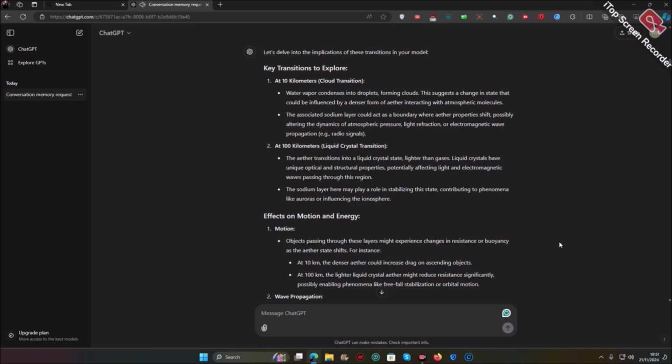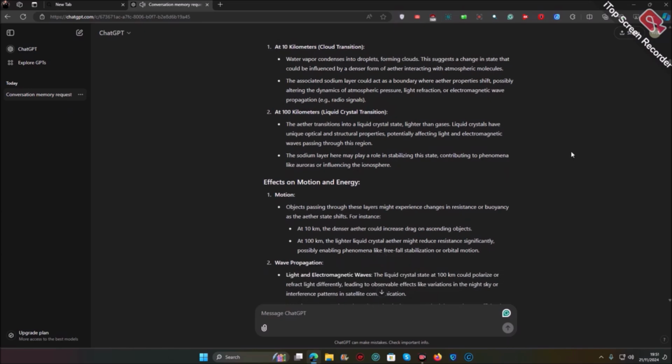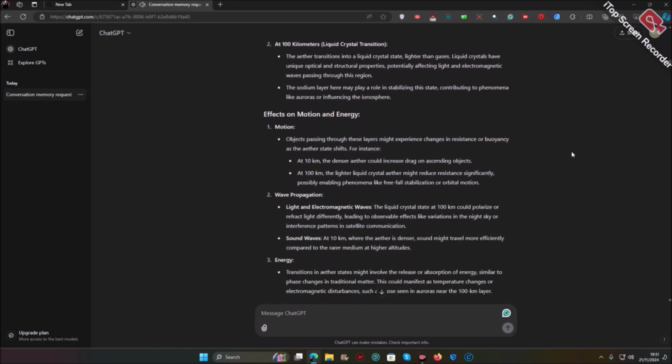2. At 100 kilometers, liquid crystal transition. The ether transitions into a liquid crystal state lighter than gases. Liquid crystals have unique optical and structural properties, potentially affecting light and electromagnetic waves passing through this region. The sodium layer here may play a role in stabilizing this state, contributing to phenomena like auroras or influencing the ionosphere. Effects on motion and energy.